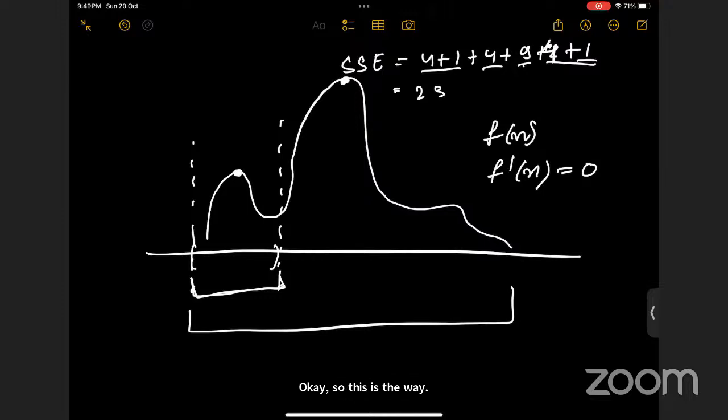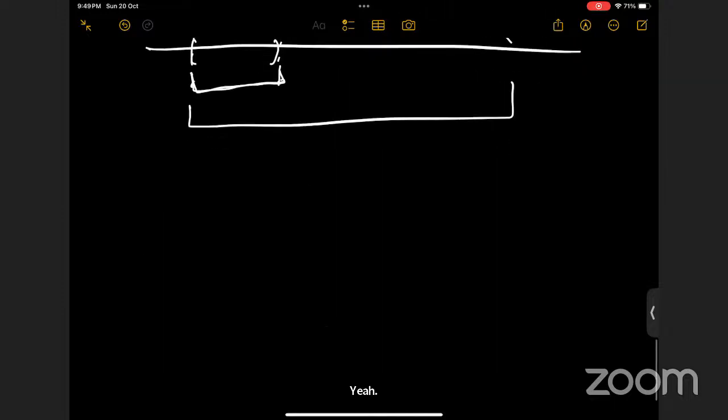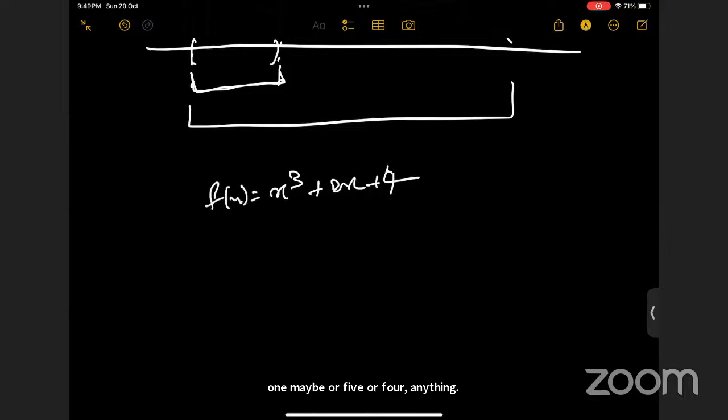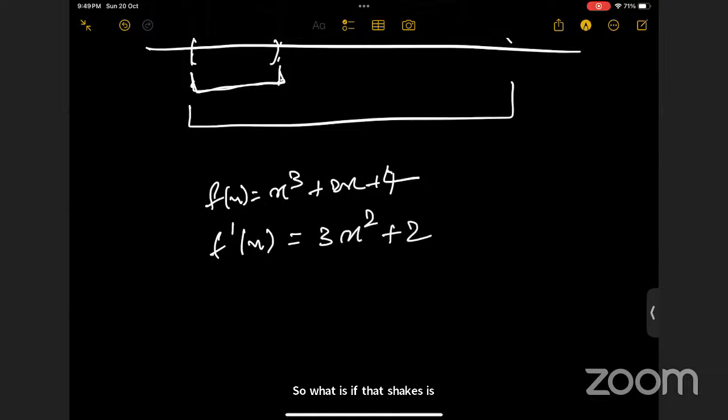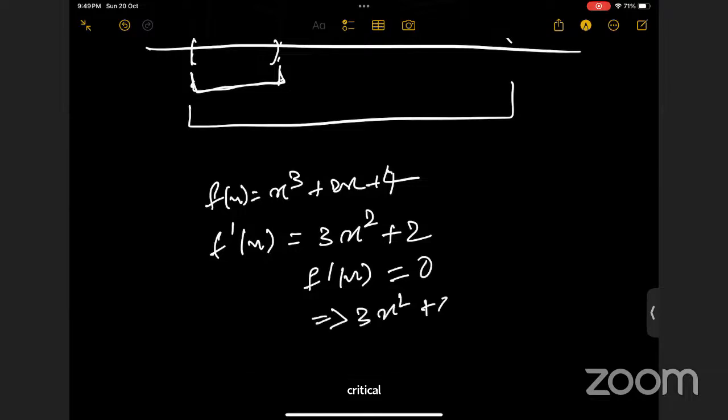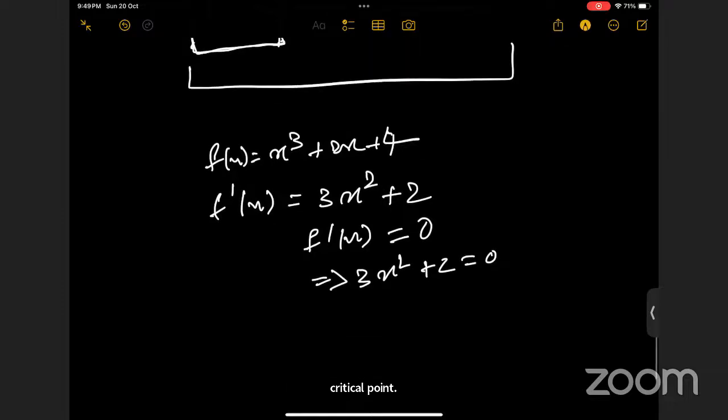Okay. And can you give me an example? Okay, sure. Suppose we have x cube plus 2x plus 1, maybe, or 5 or 4, anything. So what is f dash x? It is 3x squared plus 2, right? So what will be the critical point? Set f dash to 0. That means 3x squared plus 2 equals 0. So here we cannot find any real solution of this equation, right?